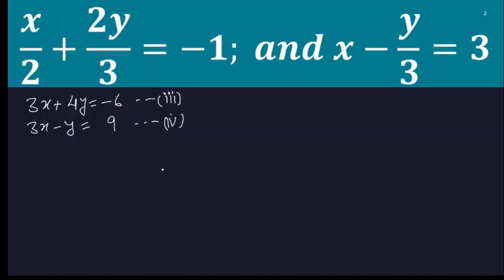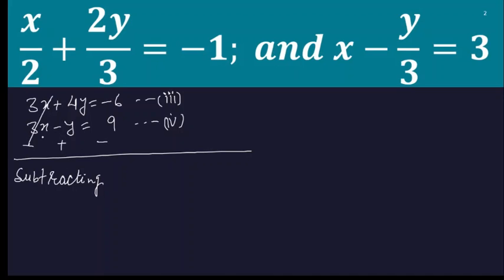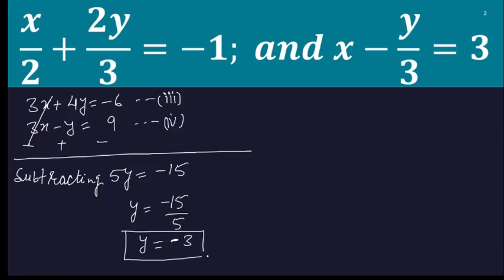Okay. So here there is no need to make the coefficients equal. Automatically they are equal. So what we have to do is apply the process of subtracting. Half of the work is already done. So subtracting, this will be plus, this minus, it is cancelled. And it will be 5y equal to minus 15. So y equal to minus 15 upon 5. So y will be equal to minus 3. I found the value of y is minus 3.